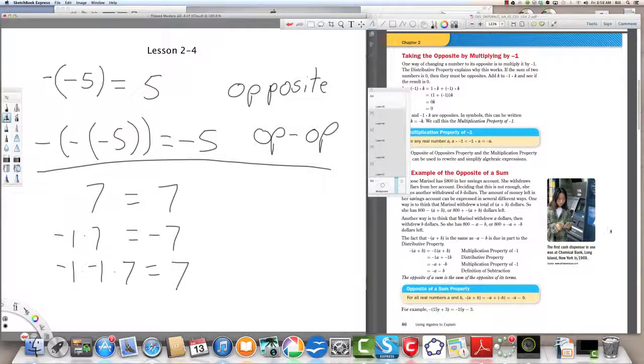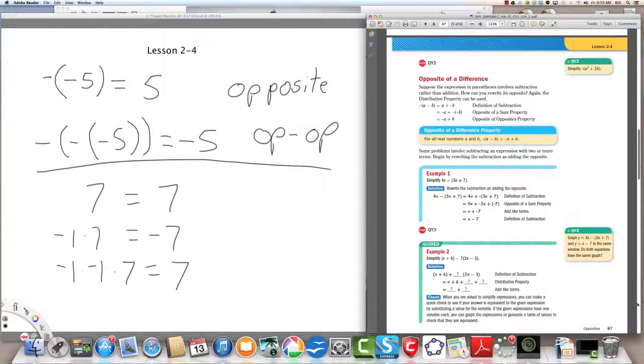Okay, our next one is the opposite of a sum, which is that if we have a term a and b, the opposite of the sum a plus b is equal to the opposite of a plus the opposite of b, or opposite of a minus b. And lastly, we have the opposite of a difference. Same kind of idea. The opposite of a minus b is equal to the opposite of a plus b.